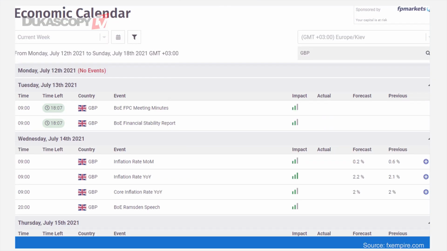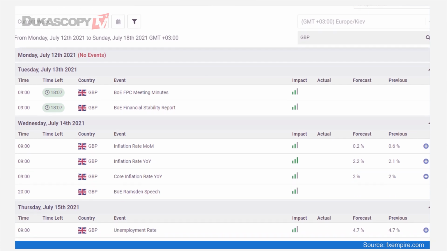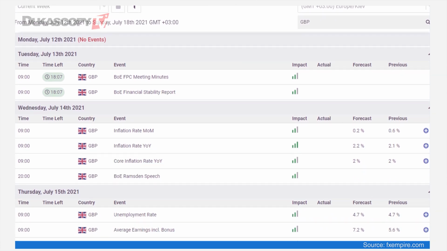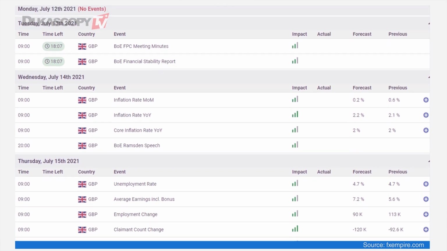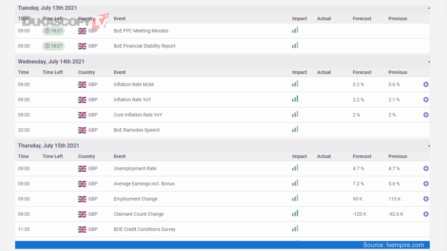For the pound, it's a quiet week. Key stats, we've got inflation figures at the start of the week. While we're expecting some influence, it's not going to be particularly influential on the pound. Key stats of the week are going to be employment figures later in the week. Claimant counts and the unemployment rate will be key for the pound.